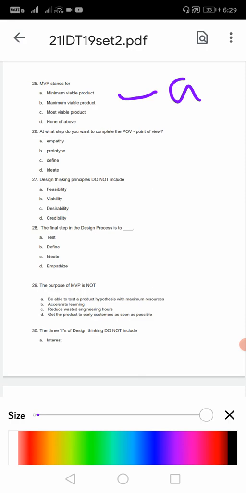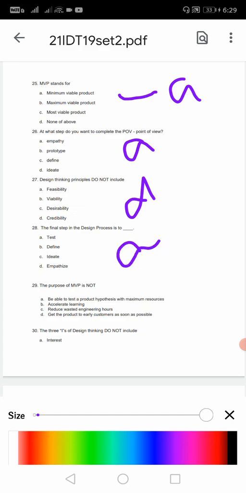26, at what step do you want to complete point of view? The answer is going to be A, that is empathy. 27, design thinking principles do not include feasibility, viability, desirability, credibility. The answer is credibility, D. 28, the final step of design process is test, that is A.